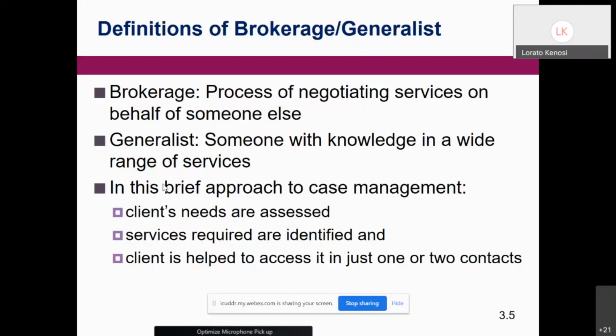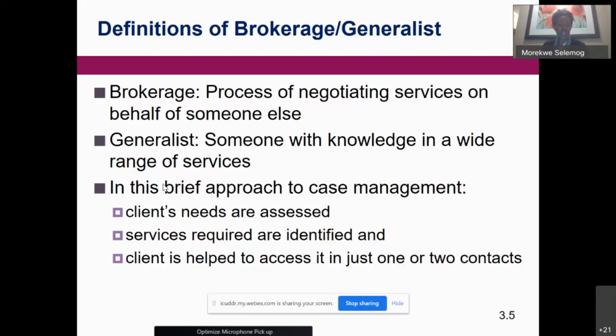For this approach, the client's needs are assessed. Obviously, as I've already mentioned before, for one to negotiate on behalf of somebody, you really have to have a thorough understanding of the client. One of the things that we've discussed in the prior curricula is knowing the client's recovery capital. This is where it comes in handy in understanding what are some of the things that the client has, what is it that they lack, so that you can effectively negotiate for the service of the client.